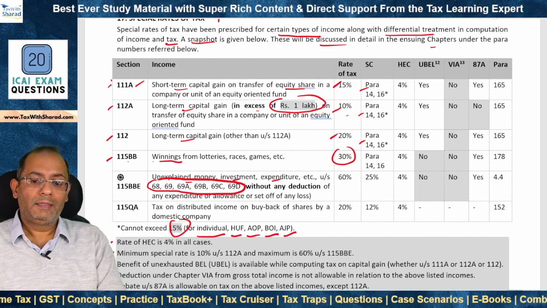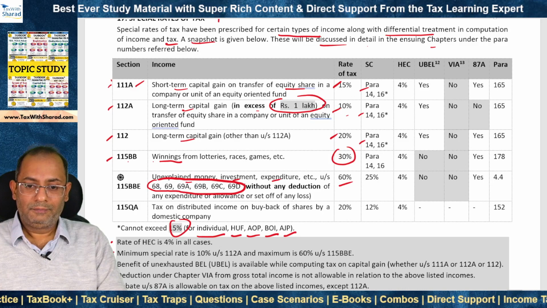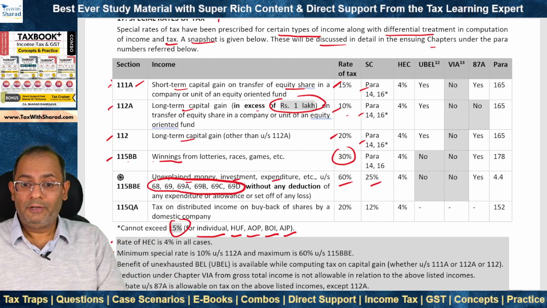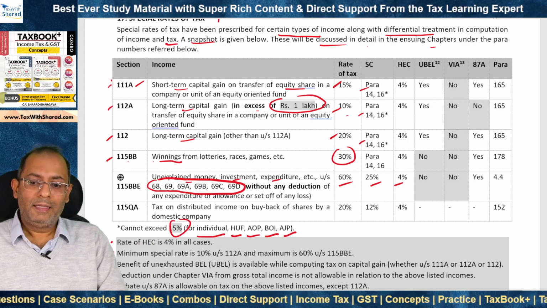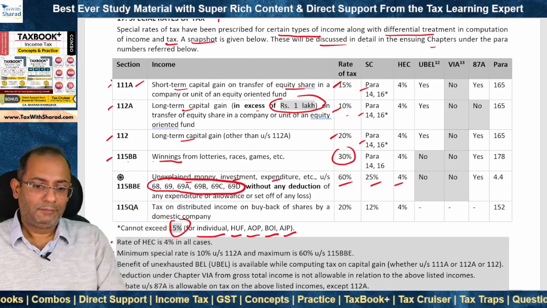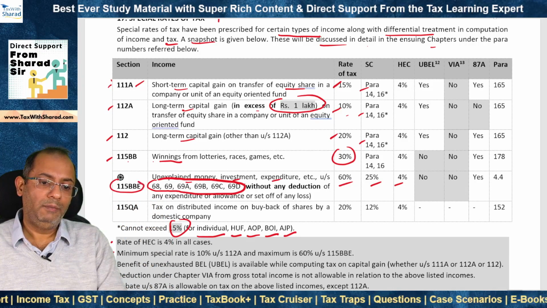So on gross basis, taxation happens and the rate of tax is a flat 60%, on which surcharge is applied at the rate of 25% and cess at the rate of 4% is applied on the aggregate of tax and surcharge, right? So this is the provision under section 115BBE.